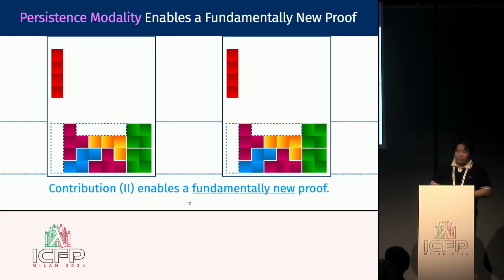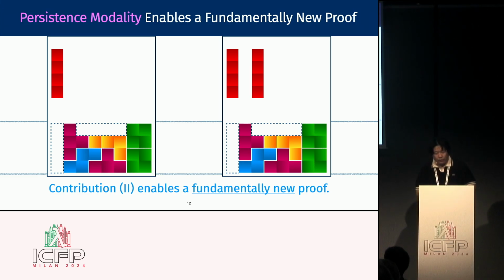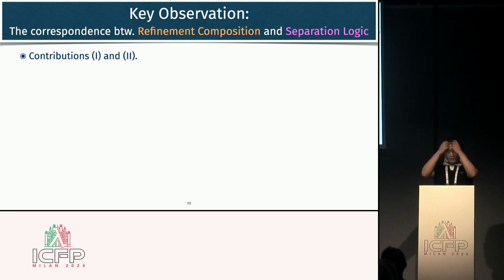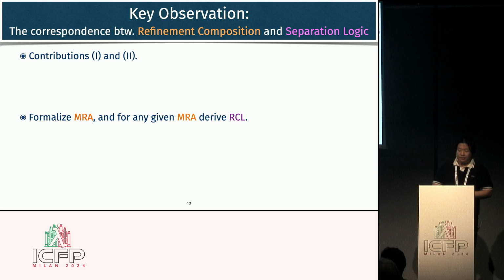To summarize, the contribution 2 enables a fundamentally new proof strategy. To use a figure of speech, take a look at the left, and there is no way to fill the board. However, with the persistence modality, we can duplicate the block and fill the board, which was impossible before. All in all, under the guidance of this key observation around refinement composition and separation logic, this paper makes contributions 1 and 2. Specifically, these ideas are formalized by the notion of MRA.